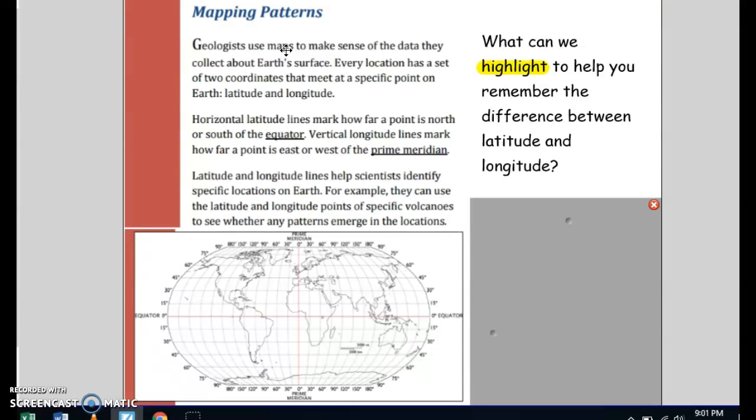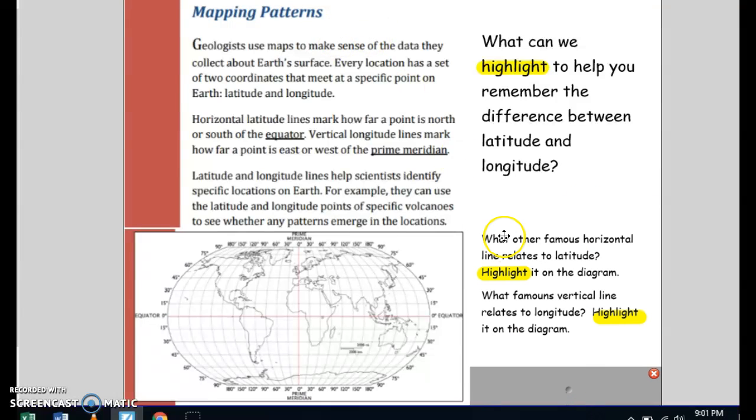Horizontal latitude lines mark how far a point is north or south of the equator. Vertical longitude lines mark how far a point is east or west of the prime meridian. Latitude and longitude help scientists identify specific locations on Earth. For example, they can use the latitude and longitude points of specific volcanoes to see whether any patterns emerge in their locations. So, did you notice something that was possibly underlined here? What other famous horizontal lines relate to latitude, highlighted on the diagram? What famous vertical line relates to longitude?